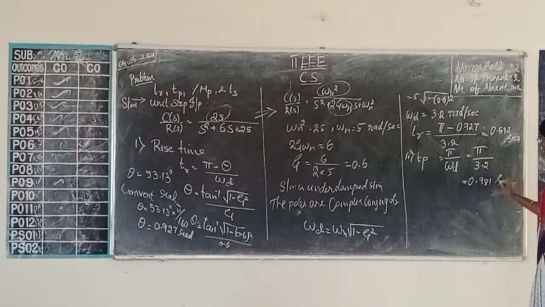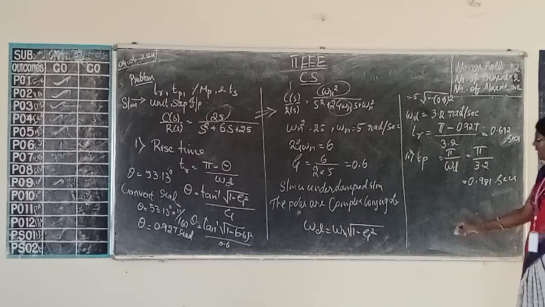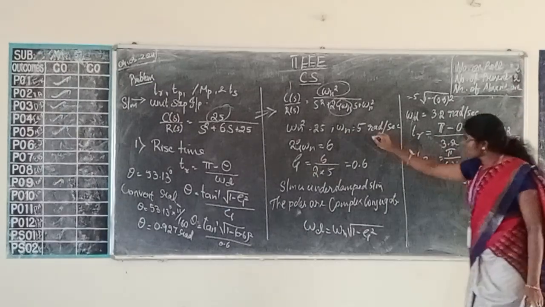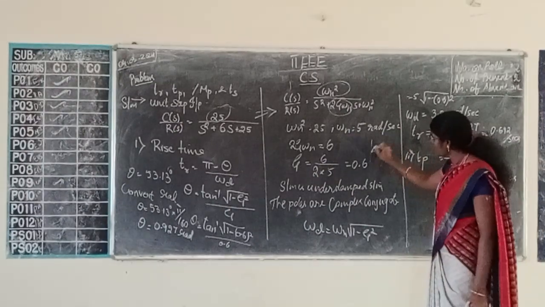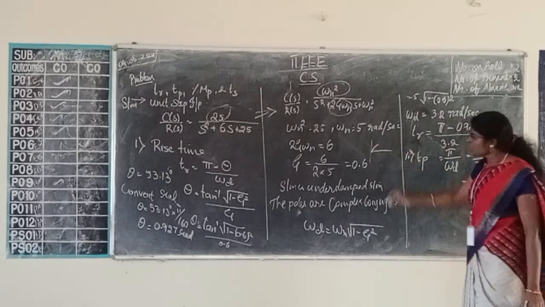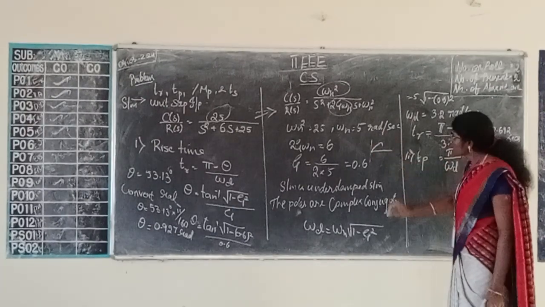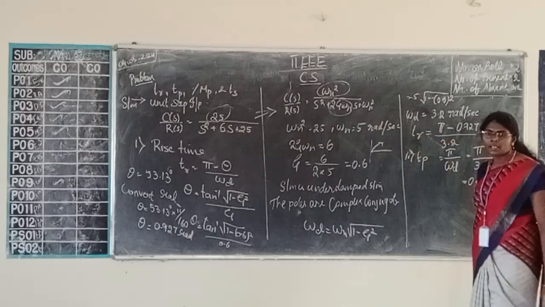1 second. This is the peak time. So you know that from the graph, which is the rise time. What is the peak time? The rising stage is the rise time. So the maximum point where it reaches is the peak time.